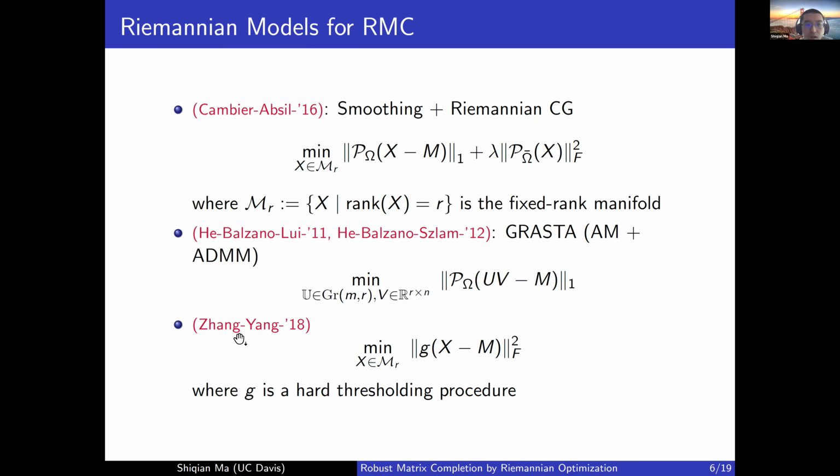Also, very recently, Zhang and Yang proposed a different model for this robust matrix completion problem. Here, again, they are using this fixed rank manifold constraint. And this function G here is a hard thresholding procedure. So basically, this part is some penalty function for the sparse matrix.